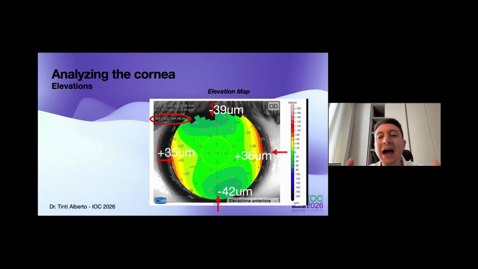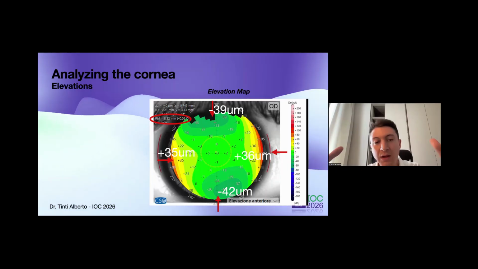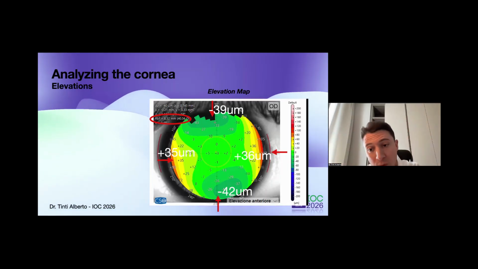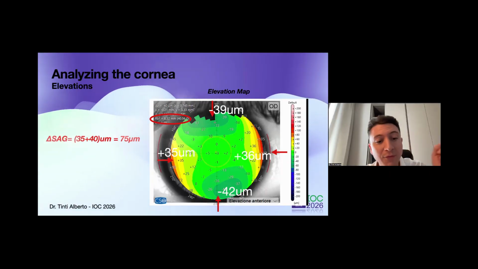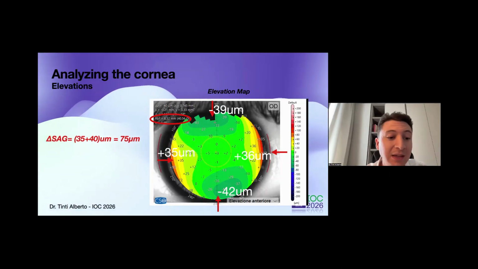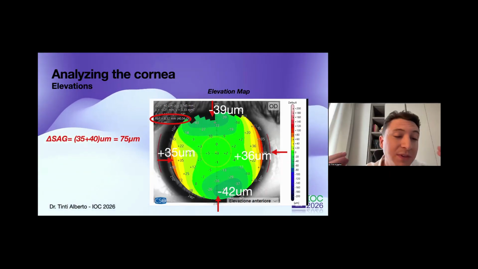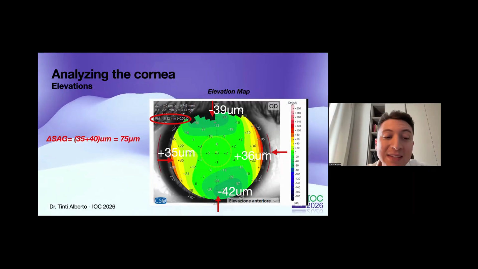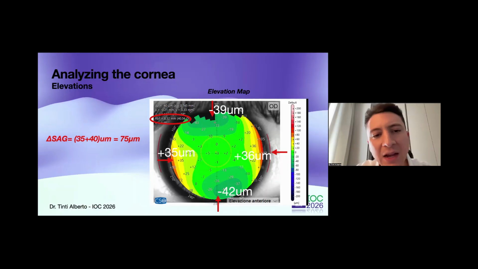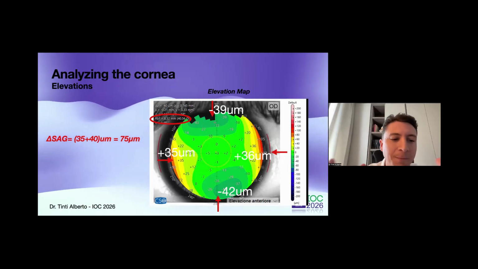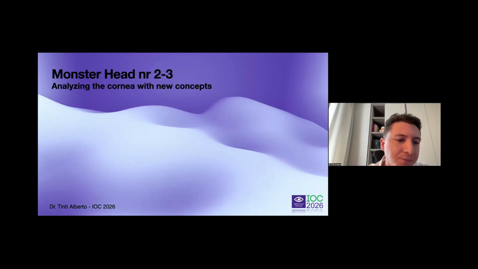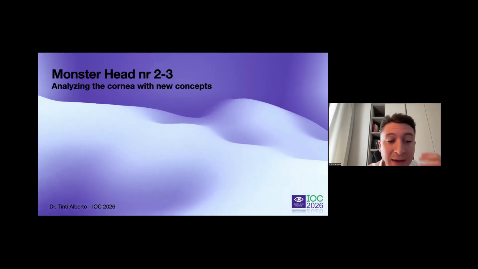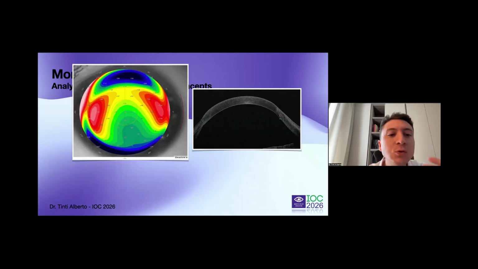Warm colors mean higher than the reference sphere, while cold colors mean lower than the reference sphere. And the difference between the vertical and horizontal meridians gives us a direct measure of the astigmatism, but now it is expressed in elevation, not in diopters. So instead of simplifying the cornea like we did with the keratometry, we are now describing it point by point. With that being said, now that we understand elevation maps, let's look at our patients.